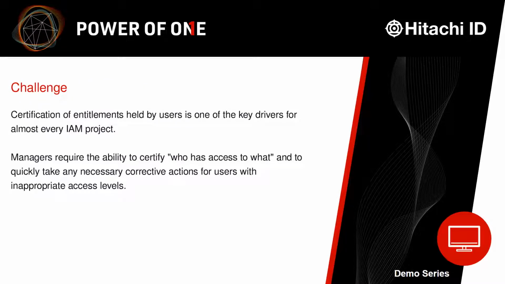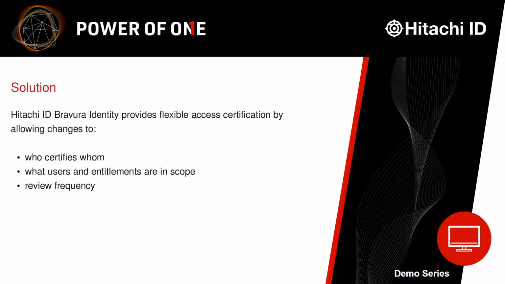Certification of entitlements held by users is one of the key drivers for almost every IAM project. Managers require the ability to certify who has access to what and to quickly take any necessary corrective actions for users with inappropriate access levels. Hitachi ID Bravura Identity provides flexible access certification by allowing changes to who certifies whom, what users and entitlements are in scope, and how often the review is scheduled to be performed.